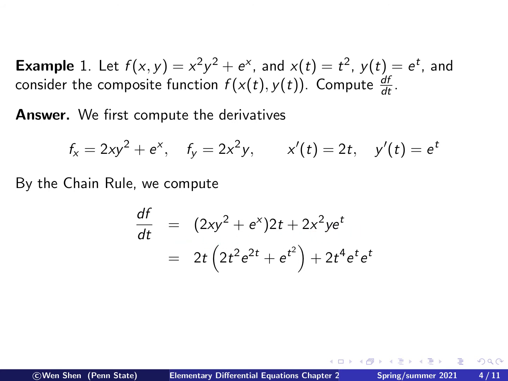And then it is often desirable, since we now treat f as a function of t, to plug in the expression of x and y as functions of t. So if we do that, then we get 2t times 2, x is t squared, y squared is e to the 2t because of that, and then e to the x is e to the t squared. So wherever you have x, you put in t squared, so we get t to the power 4, and then for y, you put in e to the t and e to the t. So in the end, we have a function only depending on t.